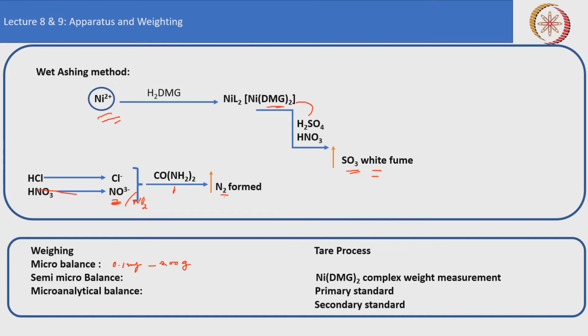So in the microbalance, we have learned that you can measure 0.1 mg to 200 gram, and the resolution is 0.1 mg. Then the semi-microbalance, we have learned that it can measure 10 to 30 gram, and the d value is plus minus 0.01 mg. And then the microanalytical balance, we can measure 1 to 3 gram, and the d value is plus minus 0.001 mg.